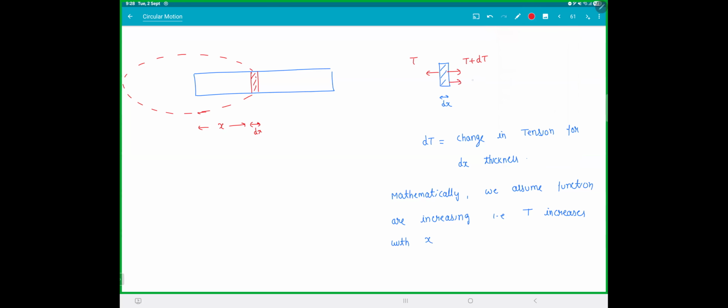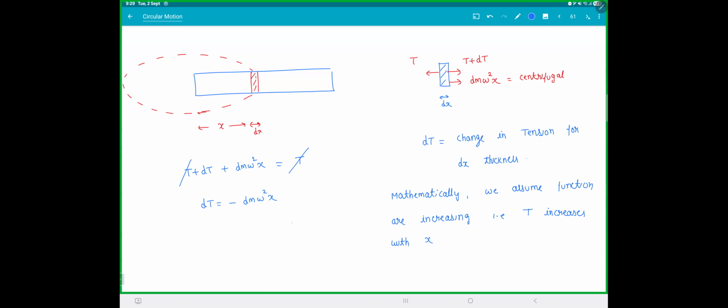What is the other force I am having? A centrifugal force, dm omega square x. Since you're going in a circle, there will be a centrifugal force. So write down the equation: T plus dT plus the centrifugal force dm omega square x must be equal to T. T cancels, and we get dT is equal to minus dm omega square x. Like I said, the sign will take care of it.